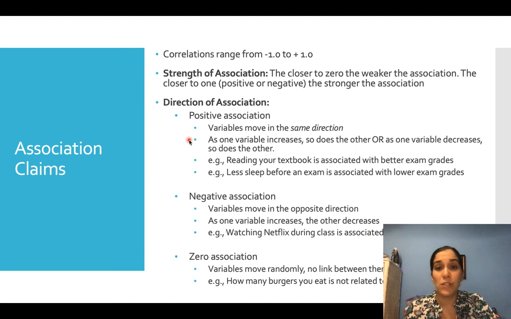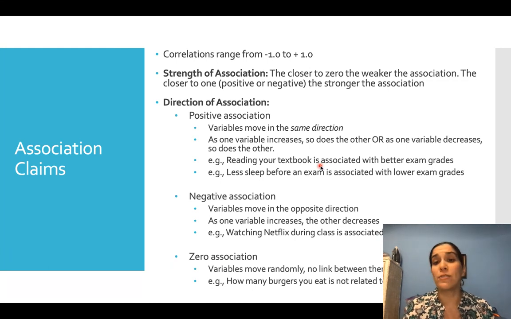A positive association states that the variables move in the same direction. It doesn't mean positive in the way we use the word, like good. It just means that as one variable increases, so does the other, or as one variable decreases, so does the other. They go in the same direction. So let's give an example.